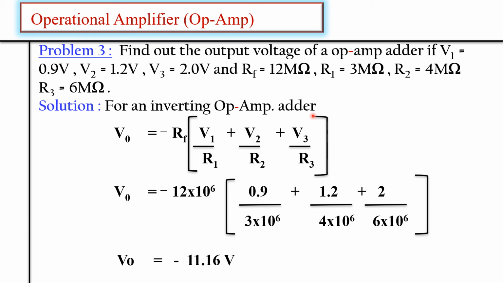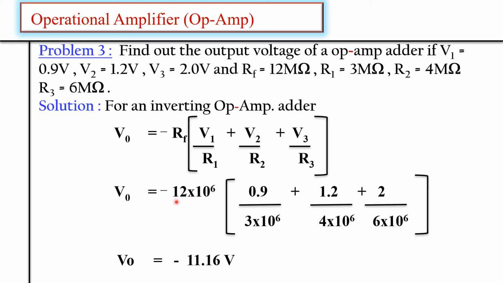So, solution for an inverting op-amp adder, we have derived the output voltage for an adder circuit. So V out is equal to minus Rf, because it is connected to the inverting op-amp. So it is minus Rf times V1 upon R1 plus V2 upon R2 plus V3 upon R3. Now let us substitute the values and convert them.